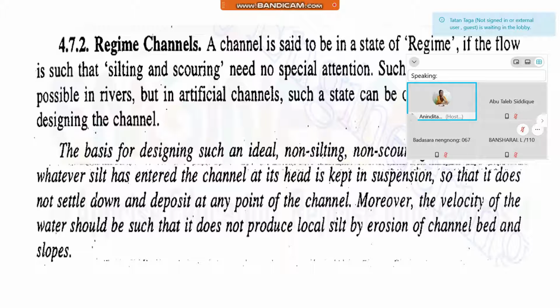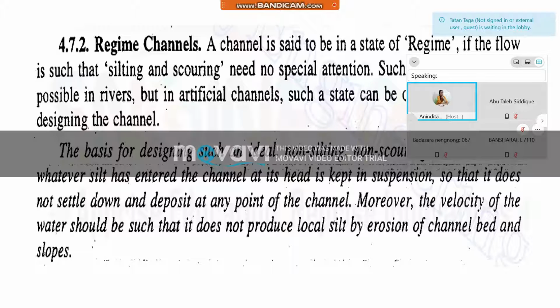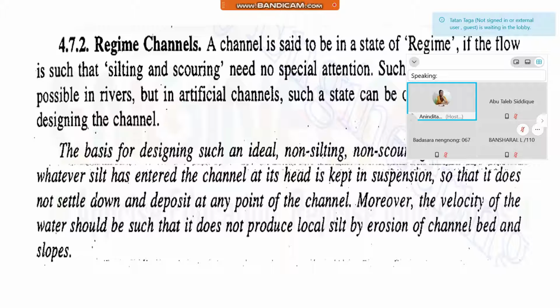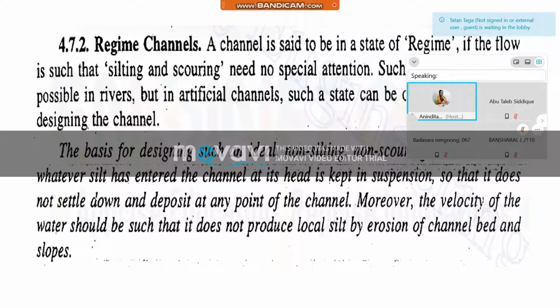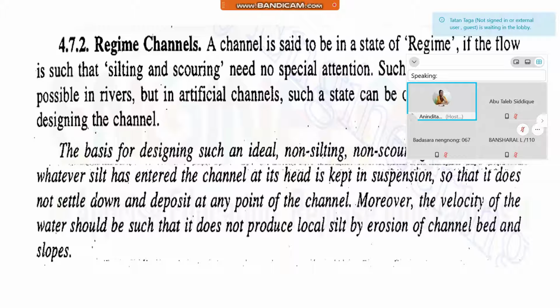Next, what is a regime channel? A channel is said to be in the state of regime if the flow is such that silting and scouring need no special attention. Such a state is not easily possible in rivers, but in artificial channels, such a state can be obtained by properly designing the channel. So the basis for designing such an ideal non-silting, non-scouring channel is that whatever silt has entered the channel at its head is kept in suspension so that it does not settle down and deposit at any point of the channel. Moreover, the velocity of the water should be such that it does not produce local silt by erosion of the channel bed and slopes.